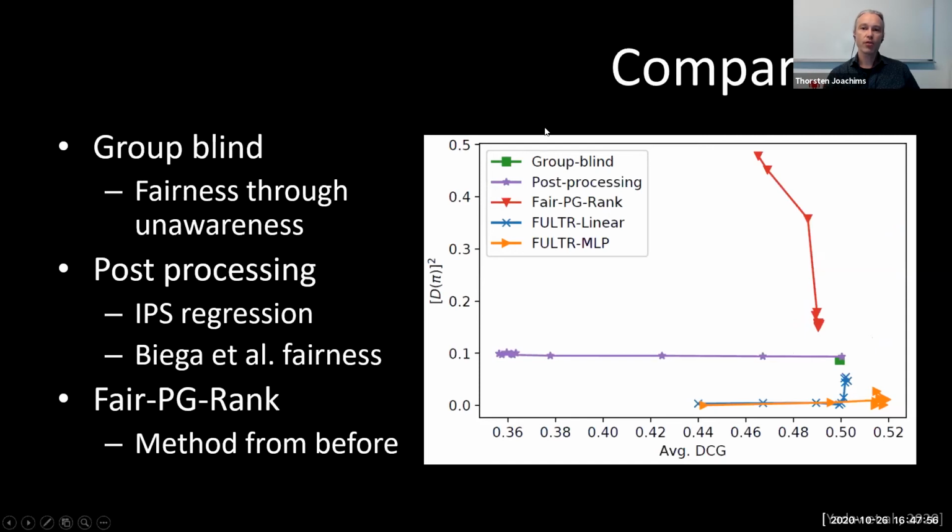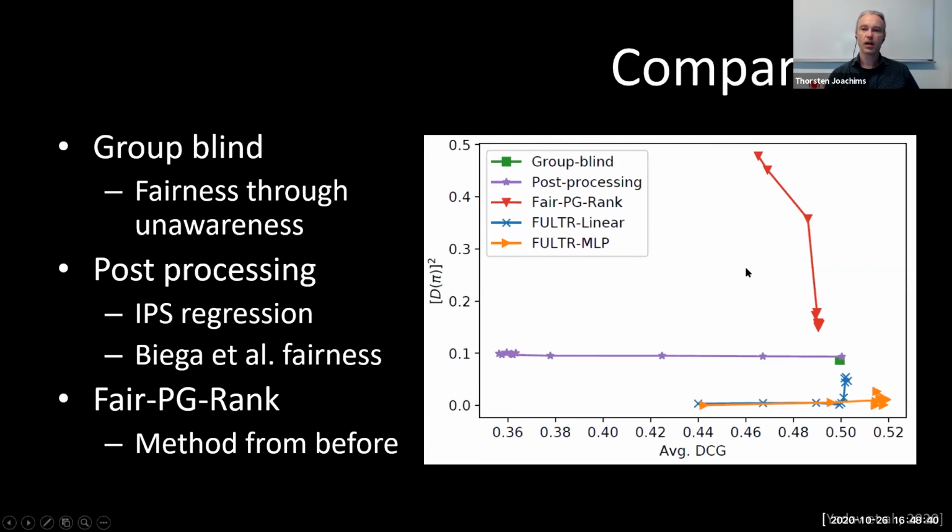Here's a comparison to other methods. Group blind, that's this green dot here, that basically says, let's just ignore the attribute. So we had an attribute in there that would tell you, is it group 1 or group 2? And group blind just takes this attribute out and hopes that somehow through that you would get a fair solution. Many have noticed already that this just doesn't work, because group membership is encoded in many other different features. So it doesn't give you a fair solution.